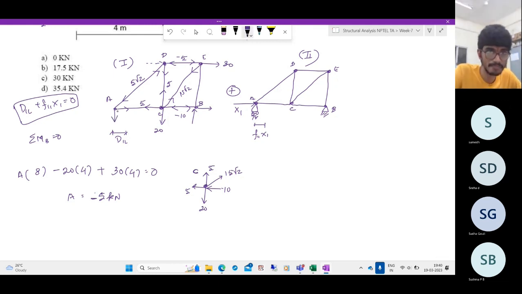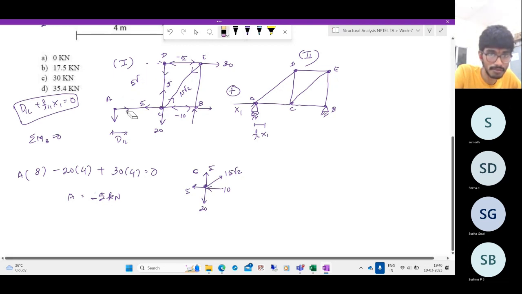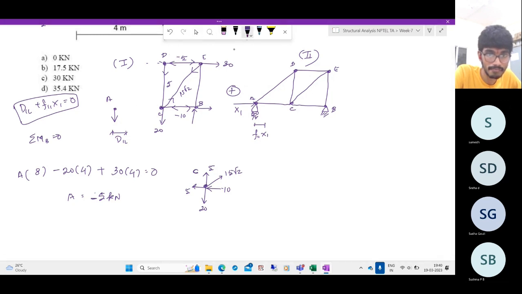This downwards is positive. So this is under a tension of 5 root 2. So this minus 5 is under a positive tension of 5 root 2, which means this is also positive tension.